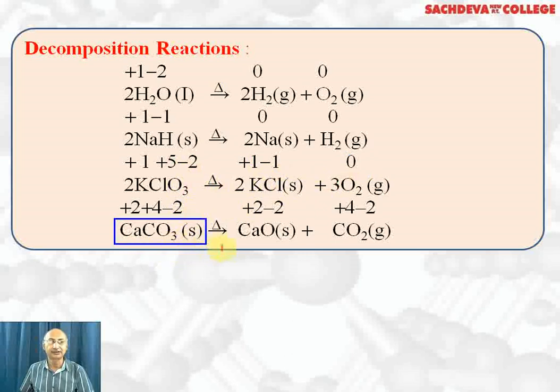And CaCO3 is decomposing to calcium oxide solid and carbon dioxide gas. Calcium is +2 on both sides. Carbon is +4 here and +4 here. It is the same on both sides. Oxygen is -2 and here also it is -2. There is no change in oxidation number taking place. So it's not a redox reaction.